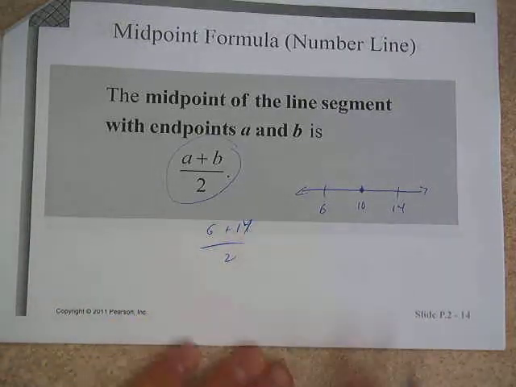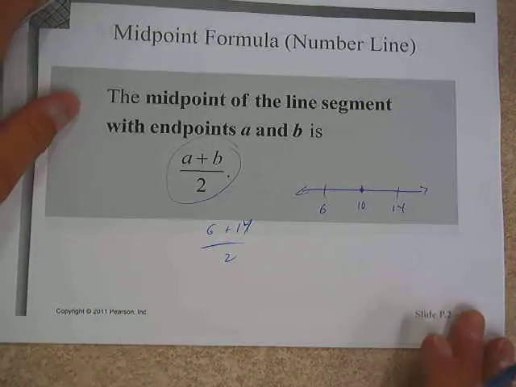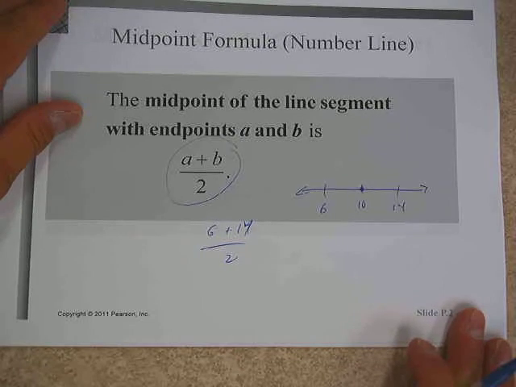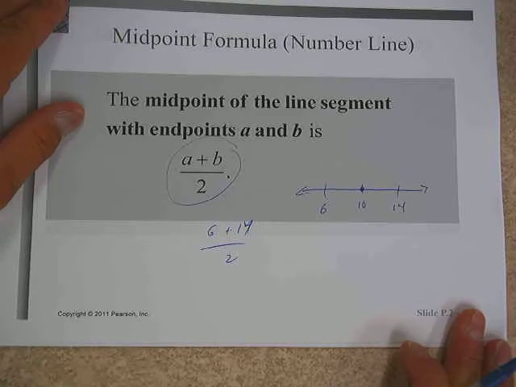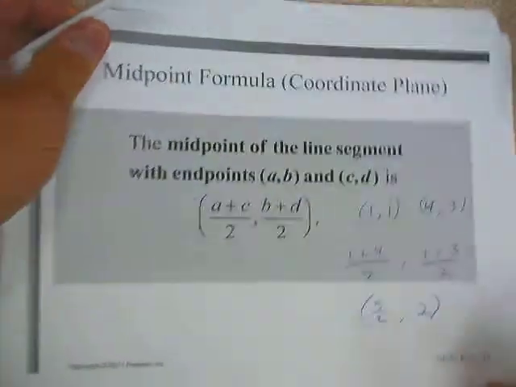At this point, if I told you to find the average of two things, I'm pretty sure we could all do that. So if you know that, there's no reason to have to memorize a separate formula, because all that is the average. So if we did that in this case, of course, we do 6 plus 14 divided by 2, we get 10.